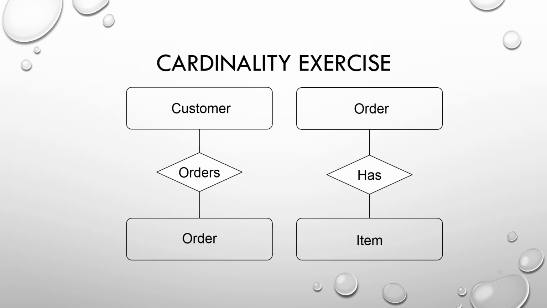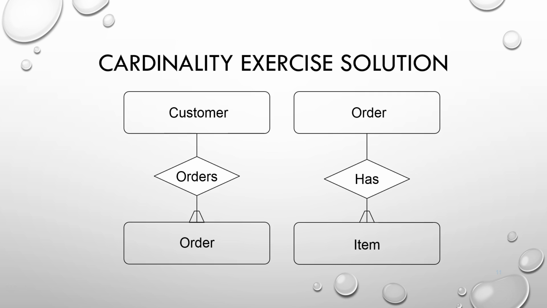So how would you do the cardinalities on these ones? I know we just did customer and order, but what would you do for order and item? One order has at most how many items? One item can be on at most how many orders? Pause it here, see if you can figure it out.